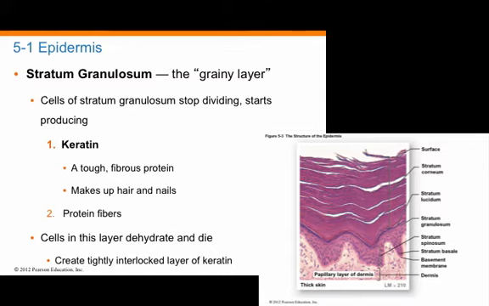Here in this grainy layer, the cells stop dividing. In the stratum granulosum, the cells begin to make a tough, fibrous protein called keratin. Keratin is the protein found in hair and nails that makes them so brittle and tough. The cells of the stratum granulosum quickly dehydrate and dry as the lack of blood supply negates any osmosis. These dying cells create a tightly interlocked layer of keratin, providing a tough barrier.